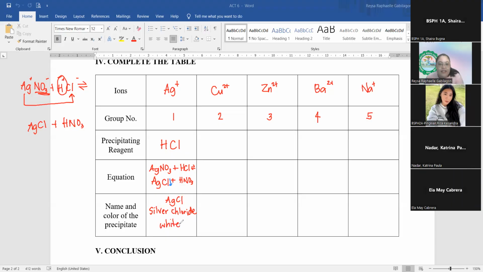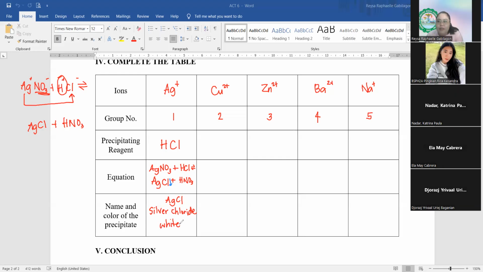Okay, so that is for the silver. So again, please take note, silver belongs to the group number 1 in the laboratory. Tapos, ang reagent ng silver is hydrochloric acid. Okay, I'll give you later the other elements na belong sa group 1. Okay, now let's move on sa copper.